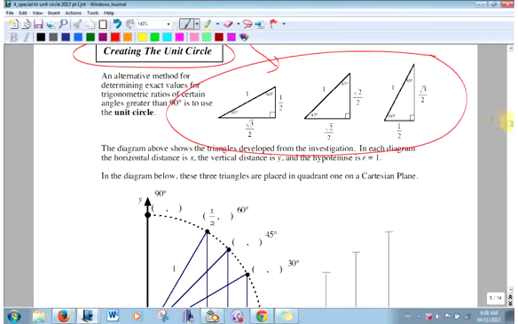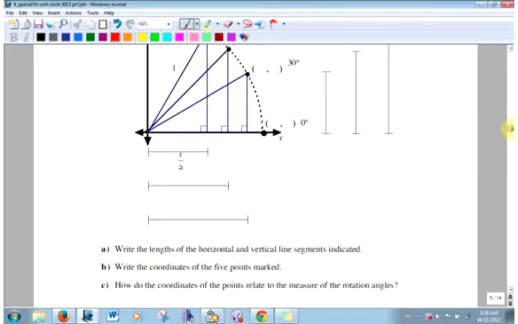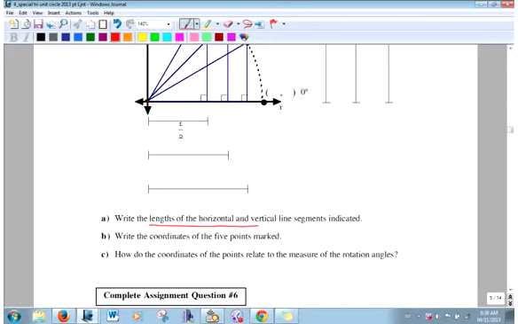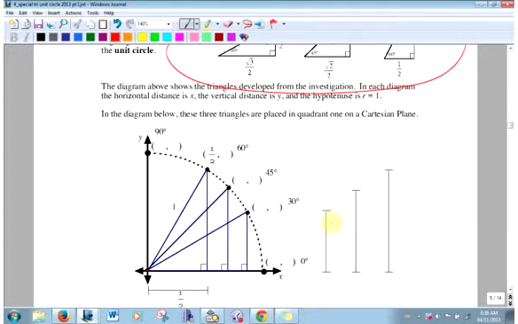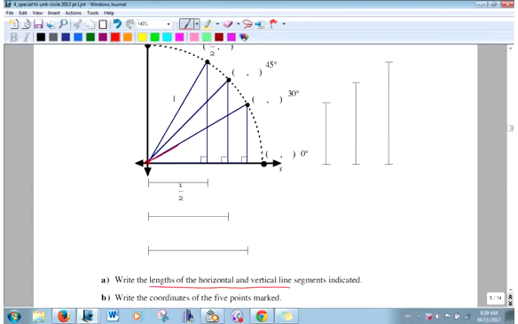So, what is this, though? Well, let's look at it here. Okay, in this diagram below, well, what do they want us to know? Write the lengths of the horizontal and vertical line segments indicated. That's these guys. Okay, so first, look at this triangle. There's the 30-degree one. Where is that in our picture? Right here. Okay, that's 30 degrees.